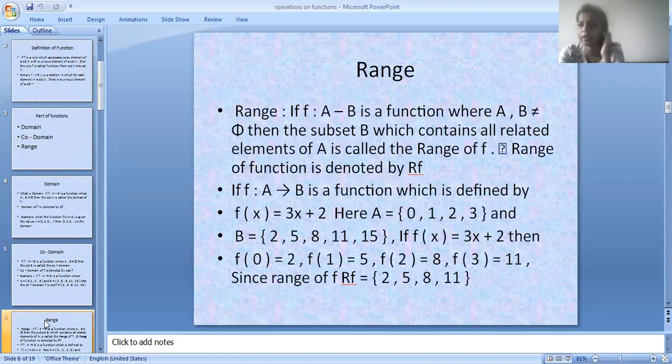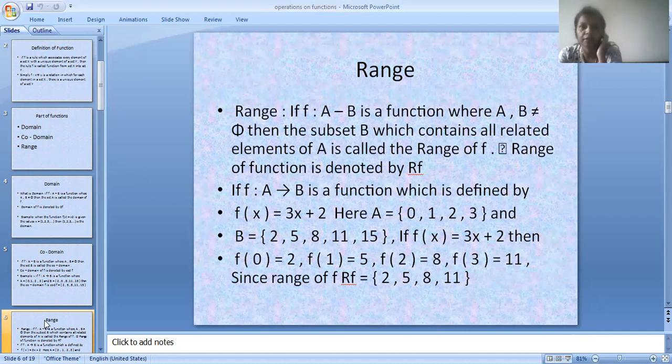Next, range. What is meant by range? If f from A to B is a function where A and B are not equal to the empty set, then the subset of B which contains all the related elements of A is called the range of f. The range of a function is denoted by Rf. Here we can explain an example of a range.